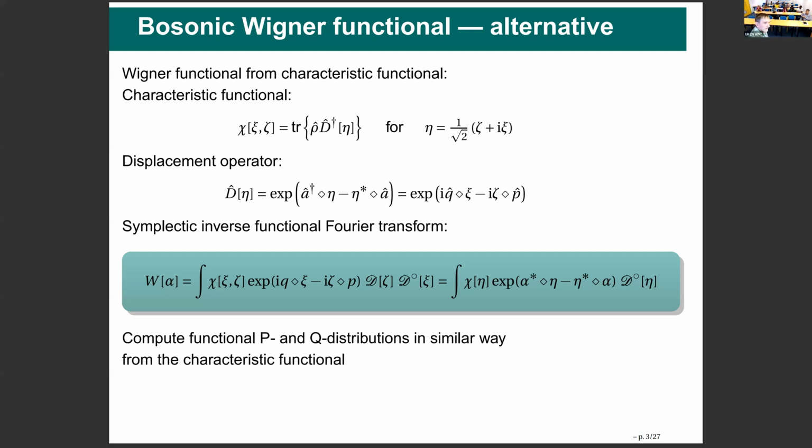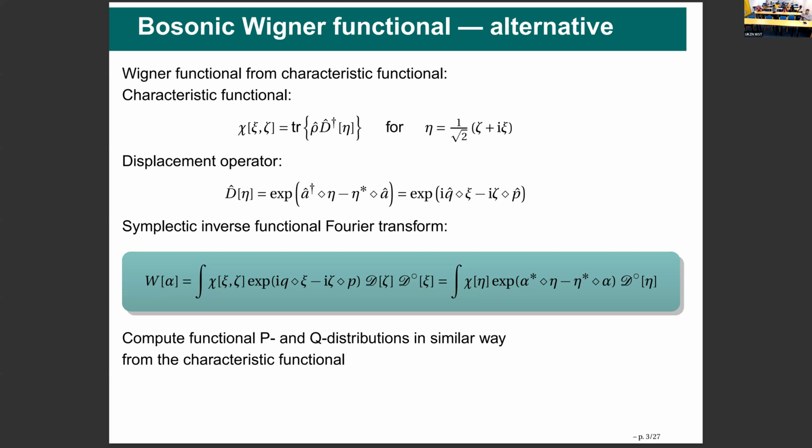This characteristic function, you then perform a symplectic Fourier transform on to produce the Wigner function. What do I mean by symplectic? It's because you basically do a Fourier transform and an inverse Fourier transform simultaneously, and you get a relative minus sign between the two. Now, this is in terms of the real valued fields in the language of functionals.